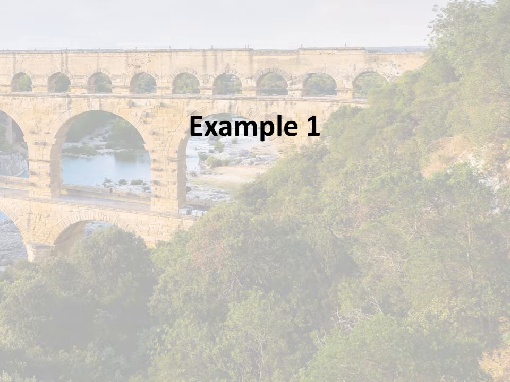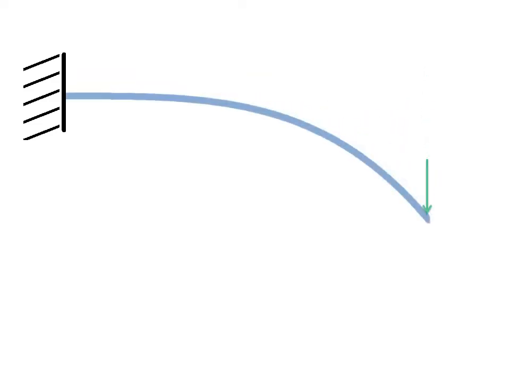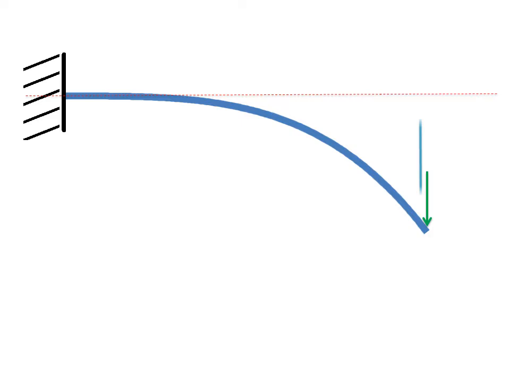Example 1. First, we have a beam with a fixed support and a point load acts at the right end. Then, the beam will deflect downward. The distance between the deflected position and the original position is defined as deflection.